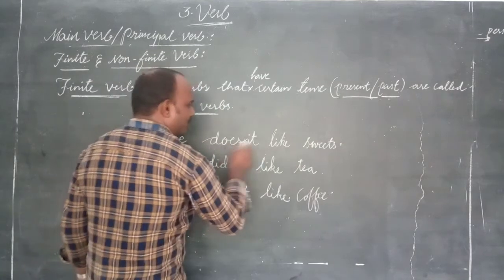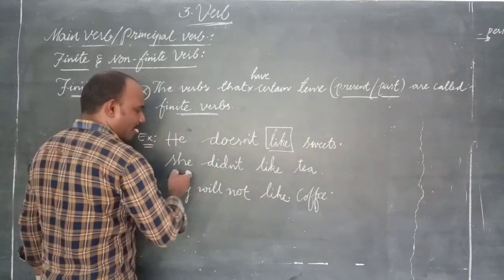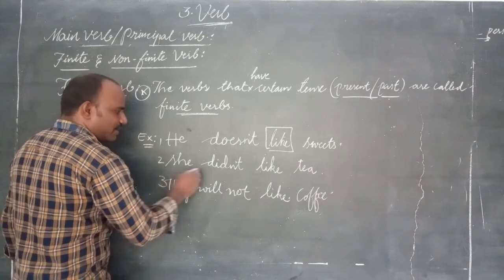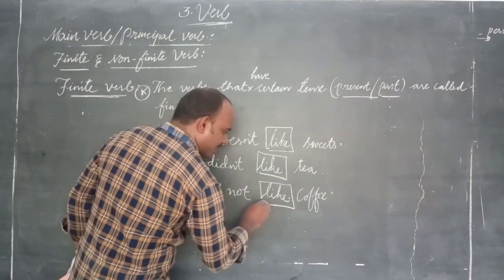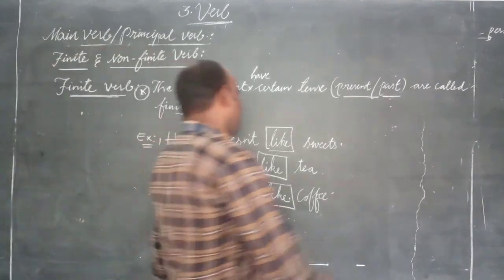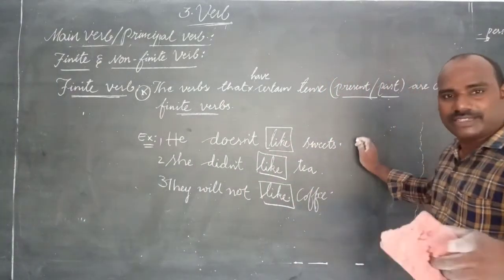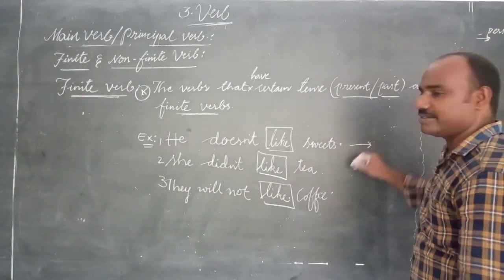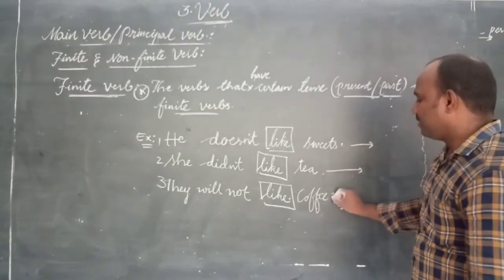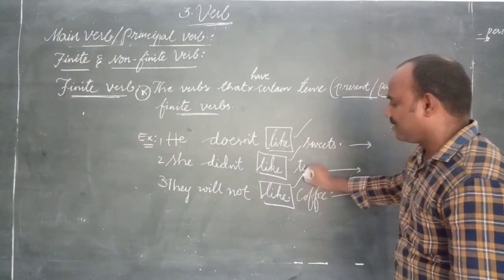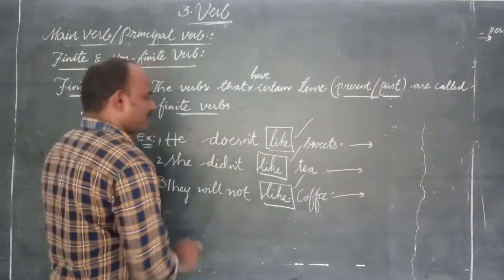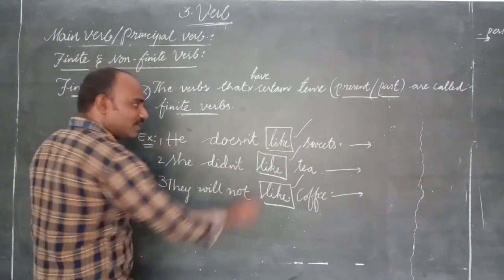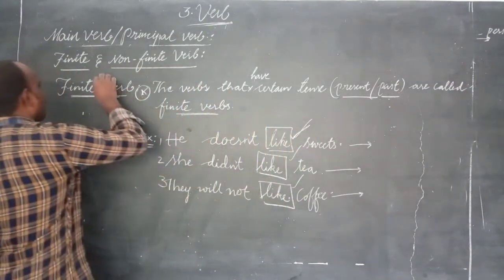In the first sentence, he doesn't like sweets. The second sentence, she did not like tea. The third sentence, they will not like coffee. These three sentences tell us three different tenses: the first in present tense, the second in past tense, the third in future. Three different tenses. But the verb is the same, like. So this verb has no certain tense. It can be used in any tense. So this verb is a non-finite verb.